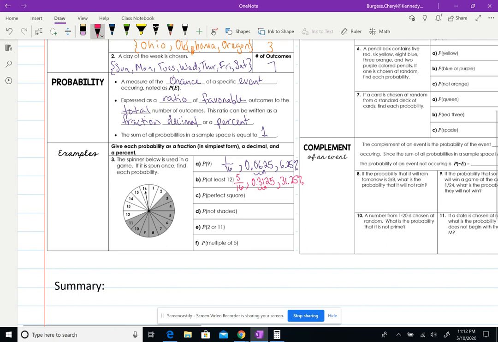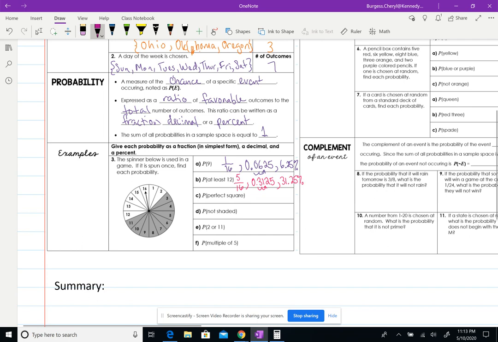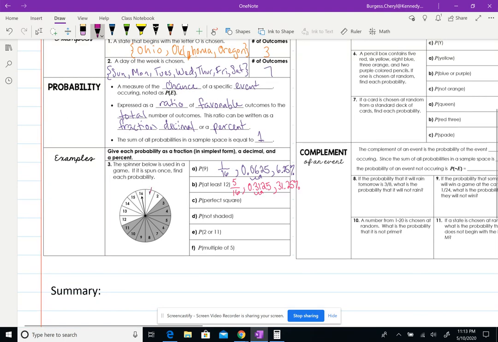So C says, find the probability of spinning a perfect square. Well, you guys learned your perfect squares this year, right? 1 through 20. So 1 squared is 1, 2 squared is 4, 3 squared is 9, 4 squared is 16. Okay, we could keep going, right? 5 squared is 25, but 25 isn't on the board. So that is 4/16, which reduces to a quarter.